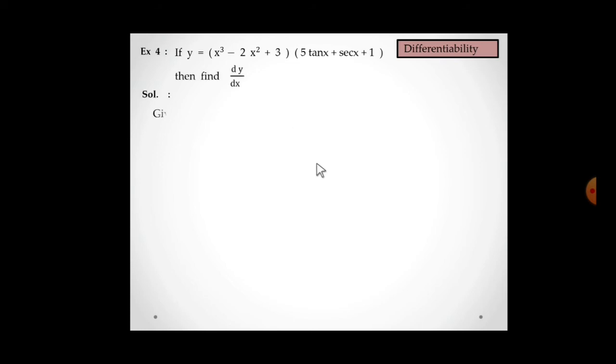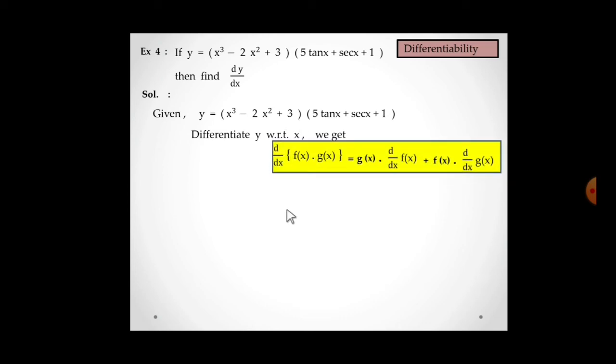So first always start with the given example, that is y, and then write differentiate y with respect to x. Now here, don't differentiate directly as x cube is 3x square. See the question, it is a product form, we have into. Therefore recall the formula: d by dx of f of x into g of x is given by g of x as it is into derivative of f, plus f into d by dx of g.